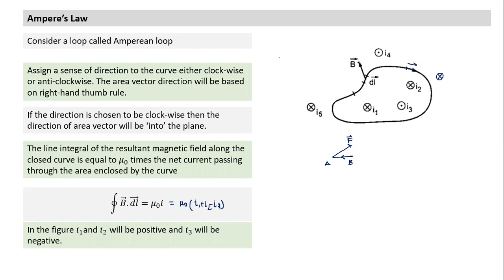The direction of B is something fixed. The direction of B doesn't change based on what you take as clockwise or anti-clockwise. So if I take B dot dl in the clockwise direction, and again calculate B dot dl in the anti-clockwise direction, the line integral will be exactly the negative of this. Sir, the B vector is in the plane, right? Now, the B vector may not necessarily be in the plane.